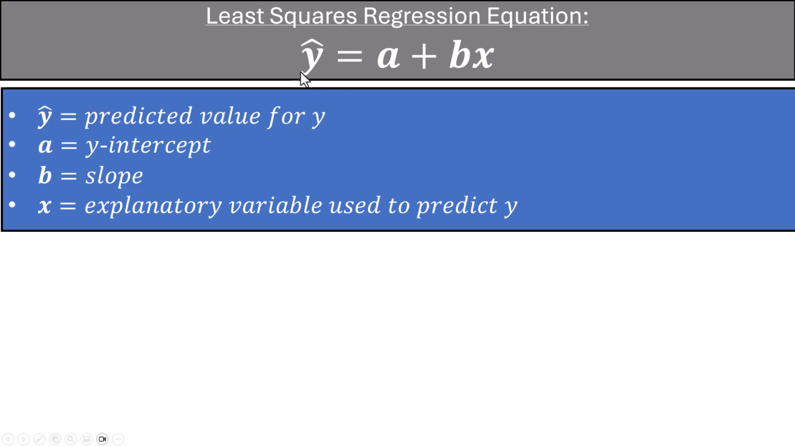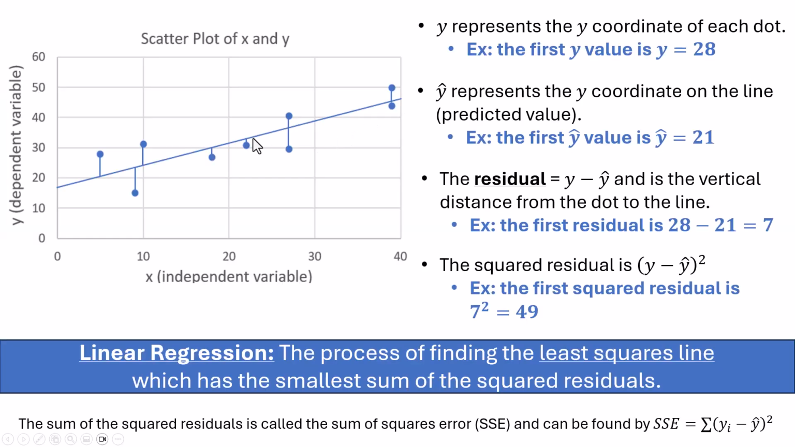Eventually, we're going to use this equation to predict a value for y based on x. So some people ask, why don't we just use y? Why isn't it just y equals a plus bx? Well, because y, we already said, is each of the points, right? And this line is not actually going to find us each of the points. It's really just going to give us a predicted value for each of the points.